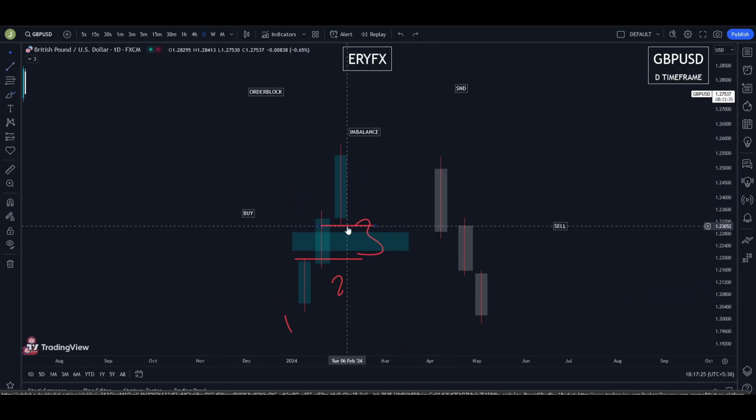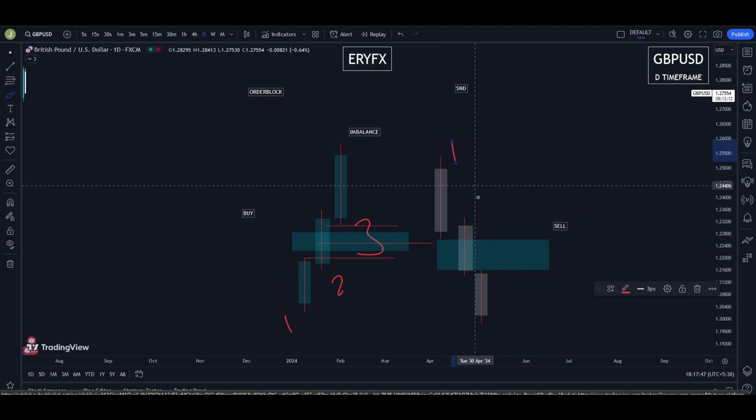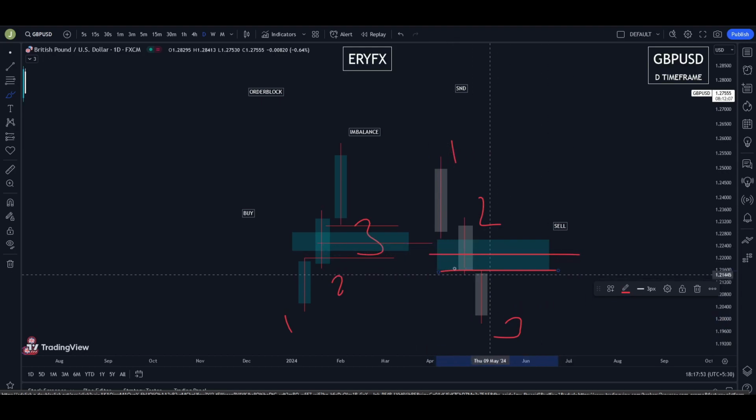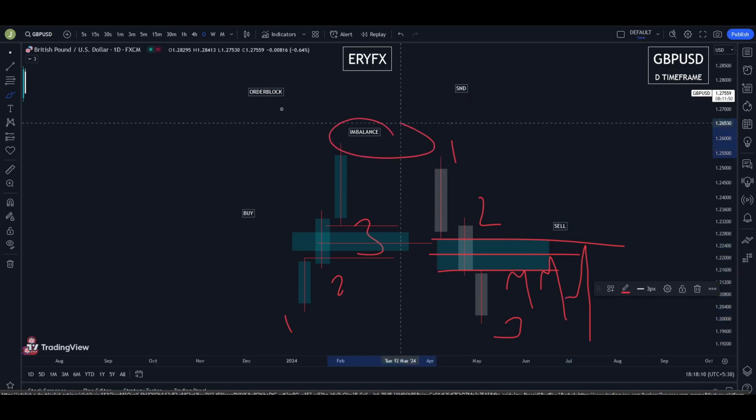It can just come to the open of the imbalance, it can come to the middle of the imbalance, or it can close the whole imbalance and then go. Similar on the sell side, it's the same thing: the first one from the top, and this will be an imbalance, 1, 2, 3. The third candle can come to the open, it can come to the middle 50% and fall down, or it can close the whole thing and then go down. So this is what an imbalance is.